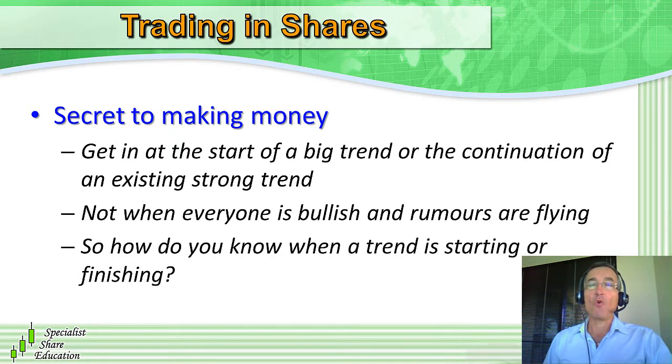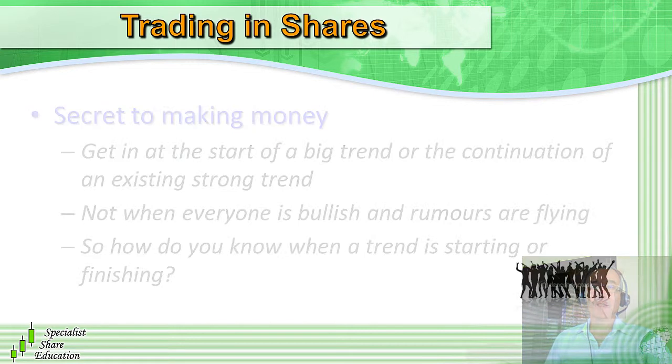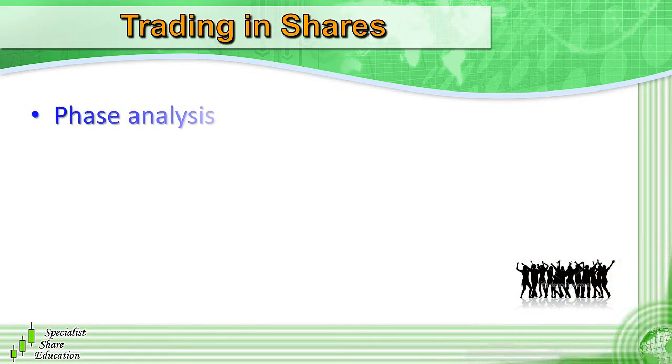So how do we know when a trend is starting or is finishing? That's really the subject of this particular video. What I want to have a look at first is something called phase analysis. Every stock and every market goes through certain cycles, and there's really 4 cycles that you can identify, which is really just about crowd behavior and human psychology. And because of that, it has to play out the same way every time.